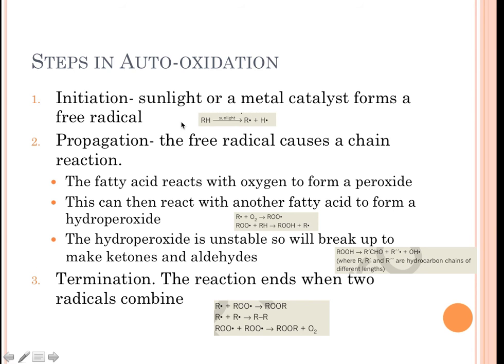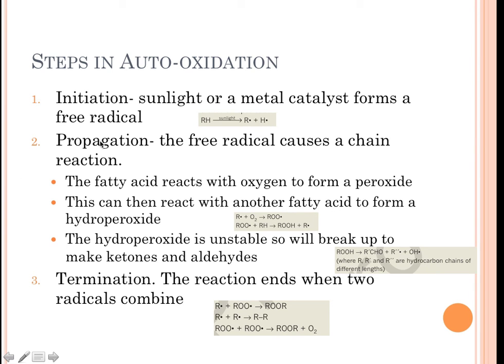Okay? So there's a few steps in our auto-oxidation. First, we have initiation. So we have our sunlight, which makes a free radical because we're breaking something apart. Then we have propagation. Our free radical causes a chain reaction. Okay? So our fatty acid reacts with oxygen to make a peroxide. That can then react with another fatty acid to form a hydroperoxide. And then our hydroperoxide is going to break up to make ketones and aldehydes of different lengths.